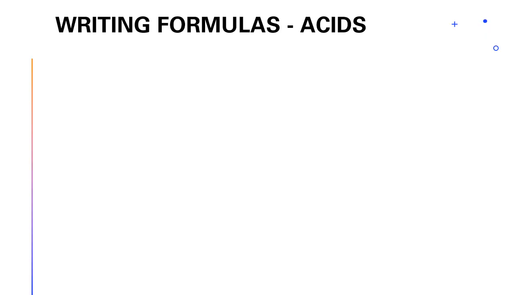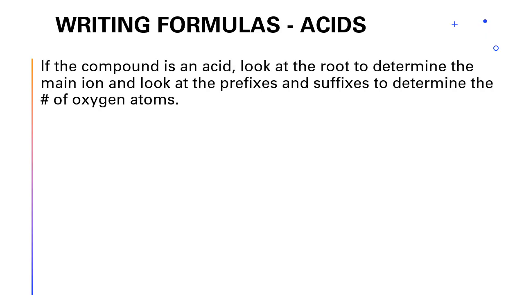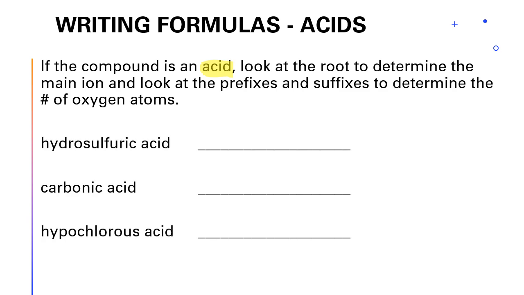All right, so now we're going to look at writing formulas for acids. If the compound is an acid, and you're going to know it's an acid because it will have the word acid in the formula, then we're going to look at the root to determine the main ion and the prefixes and suffixes to determine the number of oxygen atoms.